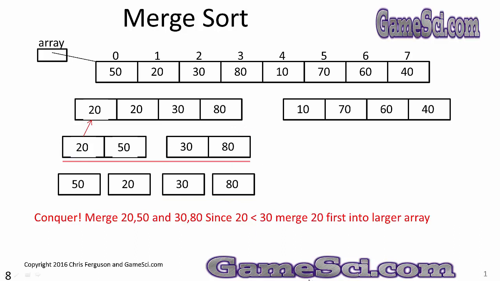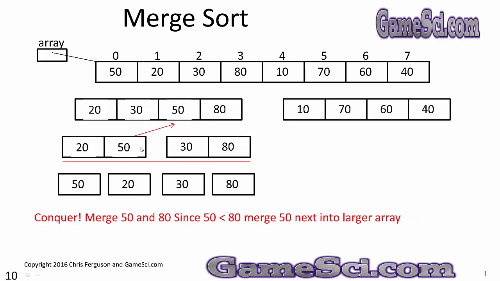When we have it, it's time to conquer again. We'll take this logical 20 and 50 and merge it with this logical 30 and 80. And since 20 is less than 30, we'll merge the 20 first. Right now we have 2 sorted arrays of 2 items each. We need to merge them back into a single array of 4 items. The 20 is the smallest from both sides, so we'll merge the 20 first. After the 20, we merge the 30. 30 in the remaining items is the smallest, so it merges next.